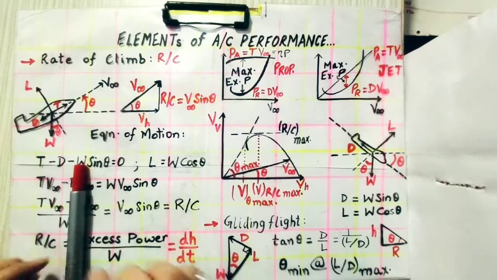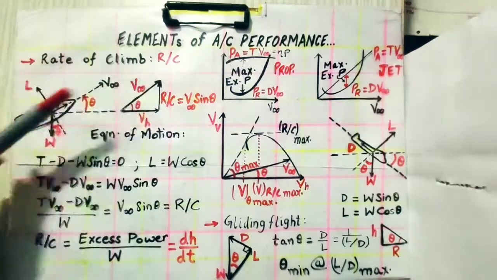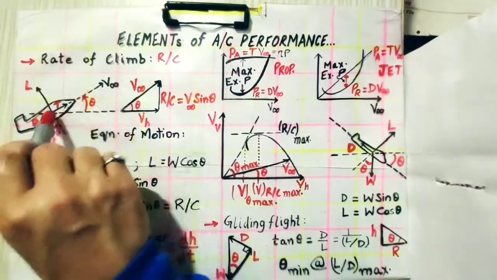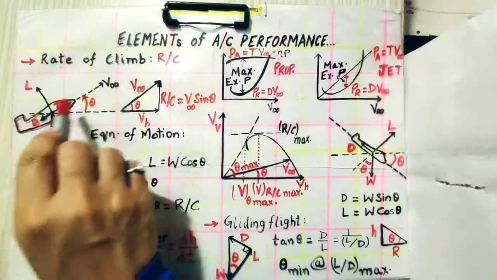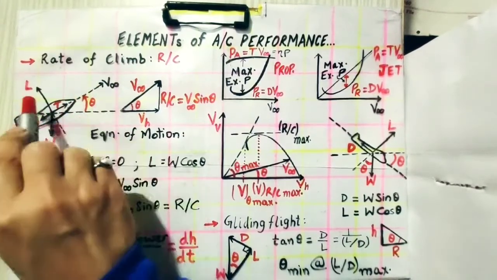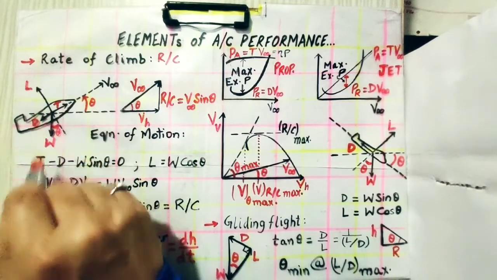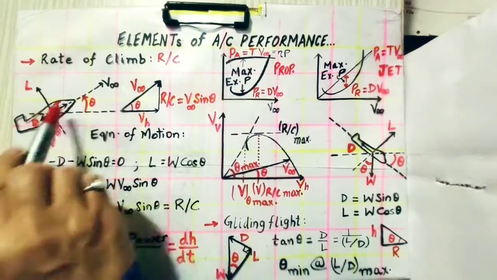And here also we will see that the aircraft which is steadily flying is now steadily climbing. The thrust is aligned in the direction of velocity with which it is moving, drag is opposite to the direction of velocity, lift is perpendicular to velocity, and weight is always acting downwards towards the center of earth, and it is climbing at an angle theta.